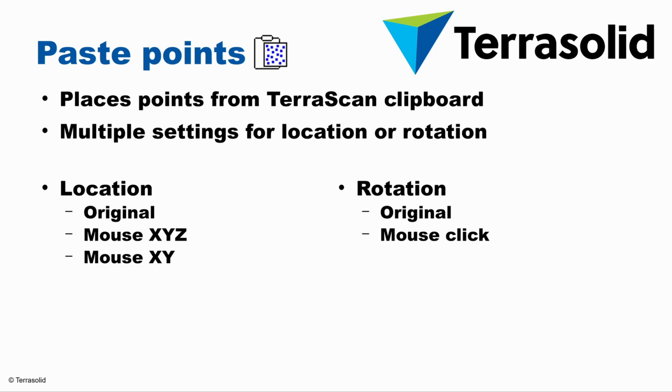Mouse XYZ lets user define freely where to place the points. Mouse XY requires points to have distance attribute calculated relative to classified ground, and that value is used for Z value of the location. For rotation, there are options Original and mouse click. Original rotation is useful if object is to be moved or duplicated, but the rotation should be unchanged. Mouse click lets user freely choose the direction.